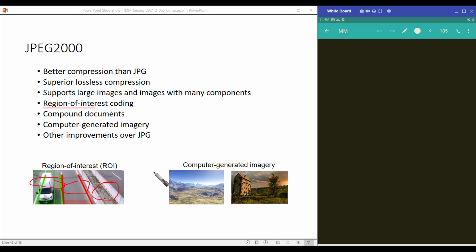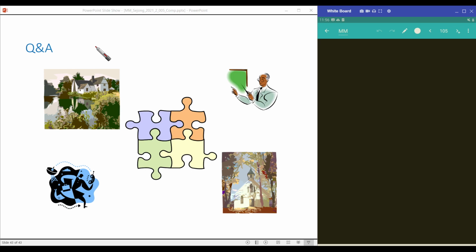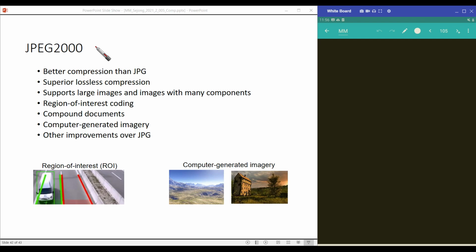Also, we can work on computer generated imagery. For example, you see these are computer generated images, not real images. We can handle these kinds of multimedia data by using JPEG 2000 conversion. So whatever it is, we finished the entire topic.